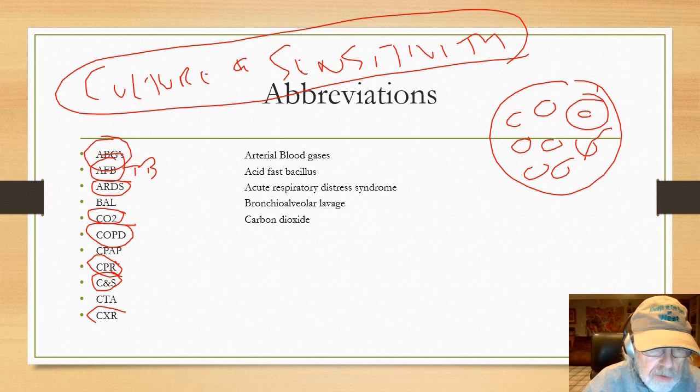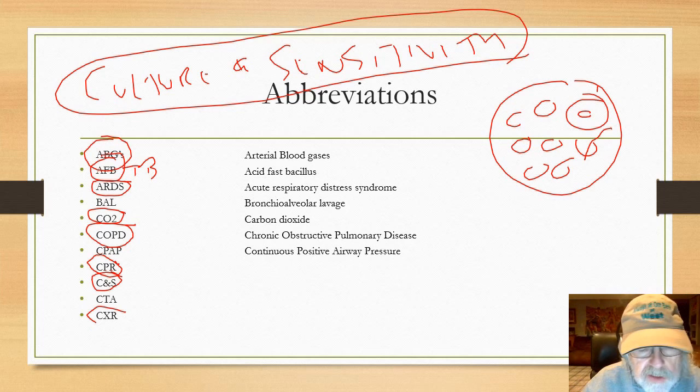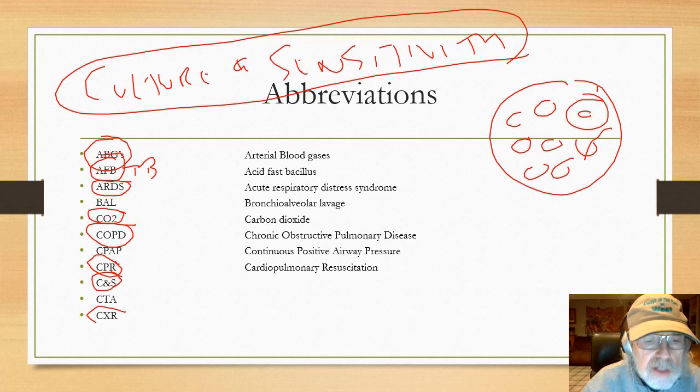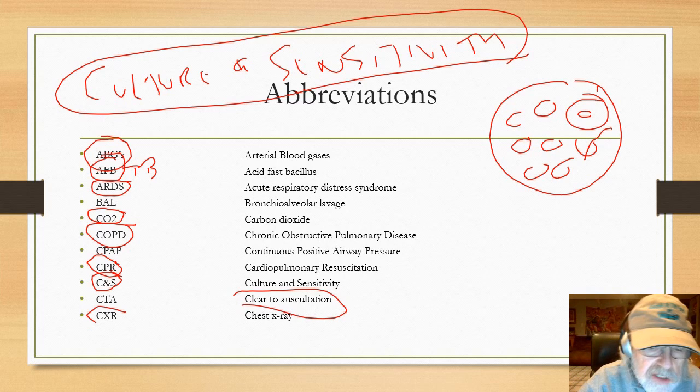CXR, chest X-ray, arterial blood gases, acid-fast bacillus, acute respiratory distress syndrome. Don't worry about that one a whole lot. Carbon dioxide we know. COPD, chronic obstructive pulmonary disease, definitely know that one. Continuous positive airway pressure, that's something if you go into respiratory therapy, that's good. Cardiopulmonary resuscitation, culture and sensitivity, like I just explained. CTA, cleared to auscultation. I've never used that, but I suppose it's okay. CXR, we know is chest X-ray.